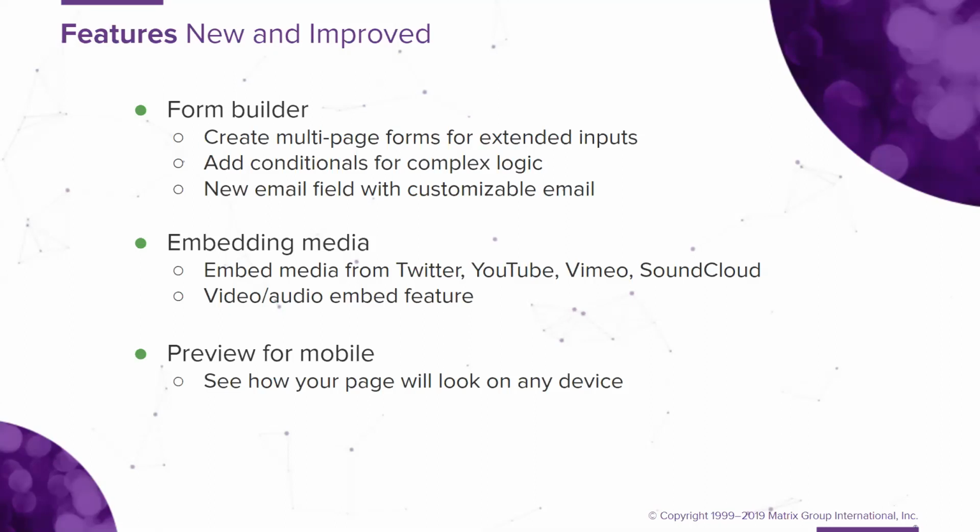The other feature here is the embedded media feature that lets you embed media from Twitter or YouTube, Vimeo, SoundCloud, any of these. And why is this new? Well, it used to be that you'd have to copy the embed code and then figure out where to put it in your screen, and it didn't provide a WYSIWYG for you. Now they've introduced an interface that lets you do all that, and I'll demonstrate that as well for embedding third-party video and audio. And they've also introduced a preview for mobile, so you can see how your page will look on any device. We get that question a lot: how do we preview this page for mobile before we publish it?